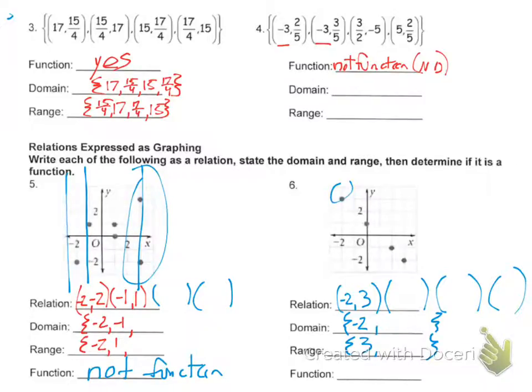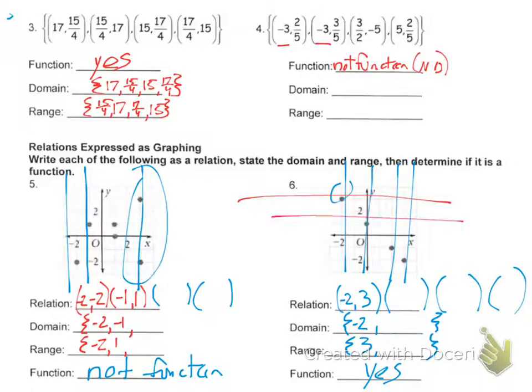Now, let's test it with the vertical line test. Function? Function? Function? Yes. Now wait a minute. This is a function, so can I take it to the next step and say, is it a one-to-one function? Yes, it is. So this is also what we call a one-to-one function. Put 1-1. One-to-one function. Okay? Are those better than regular functions?